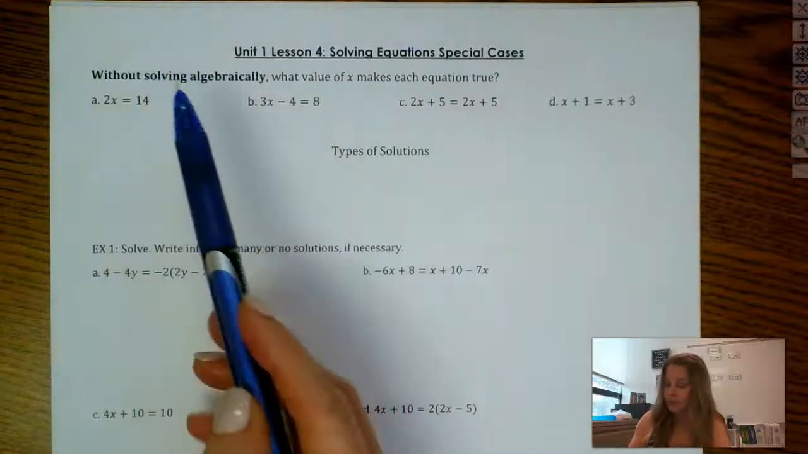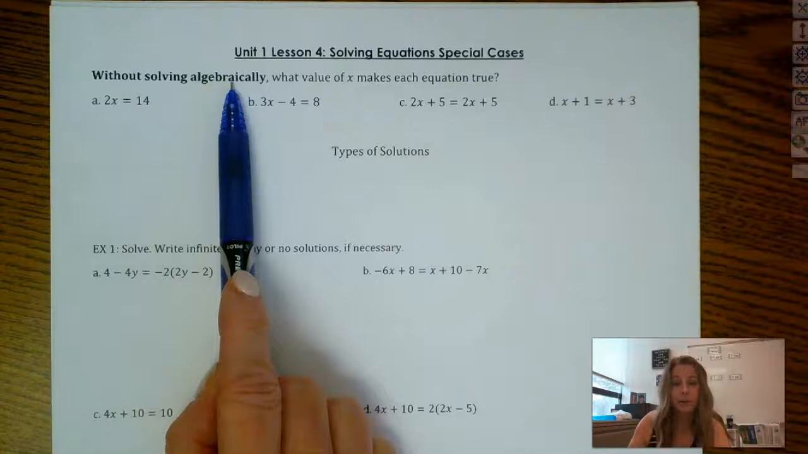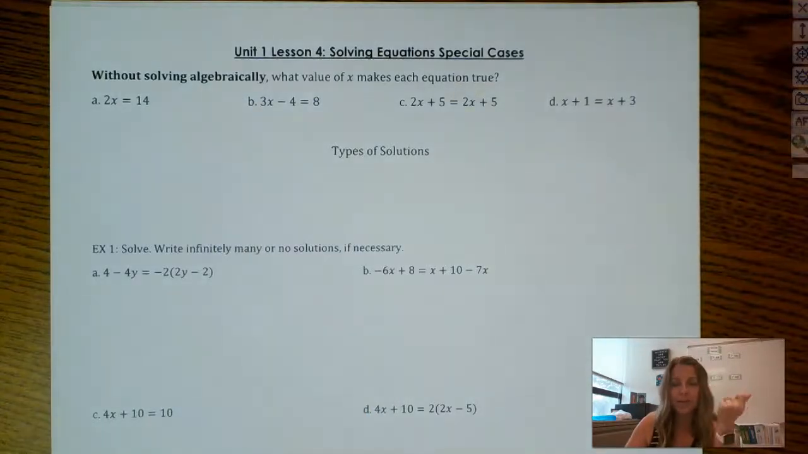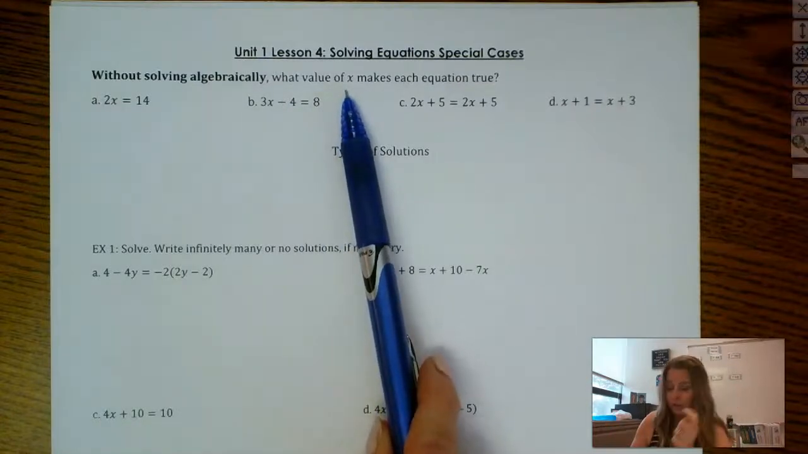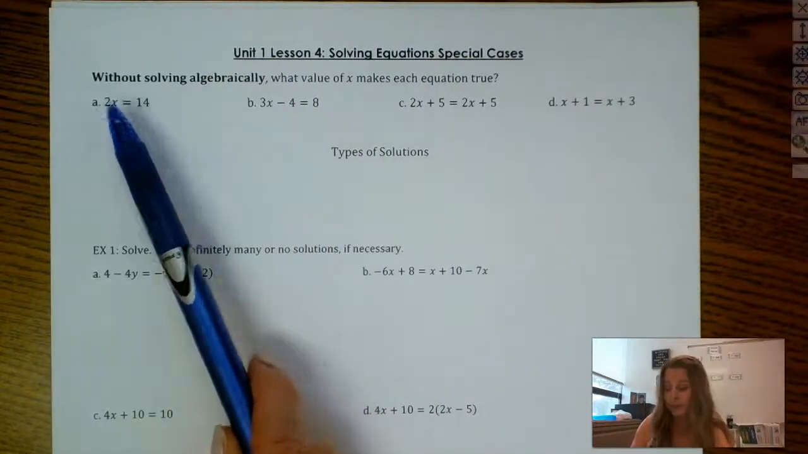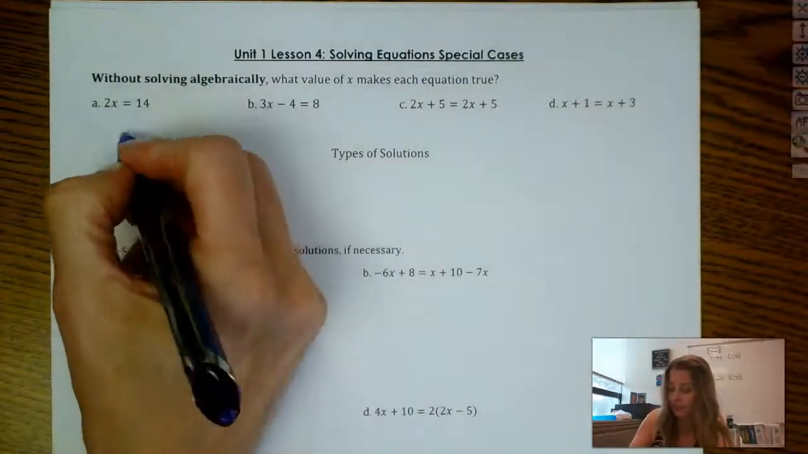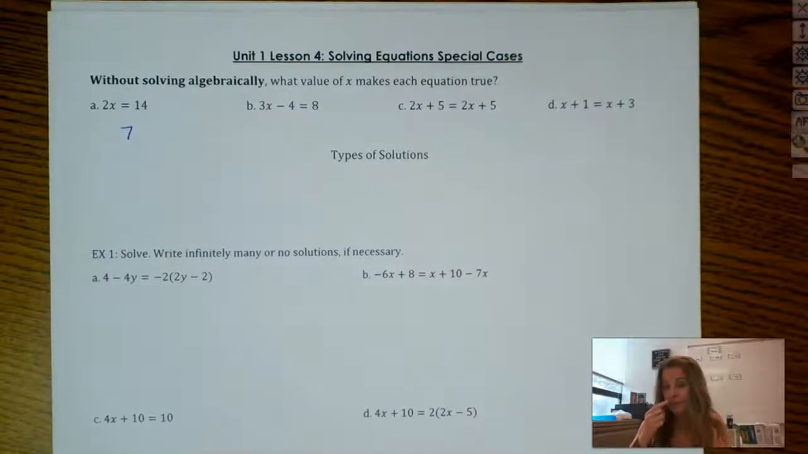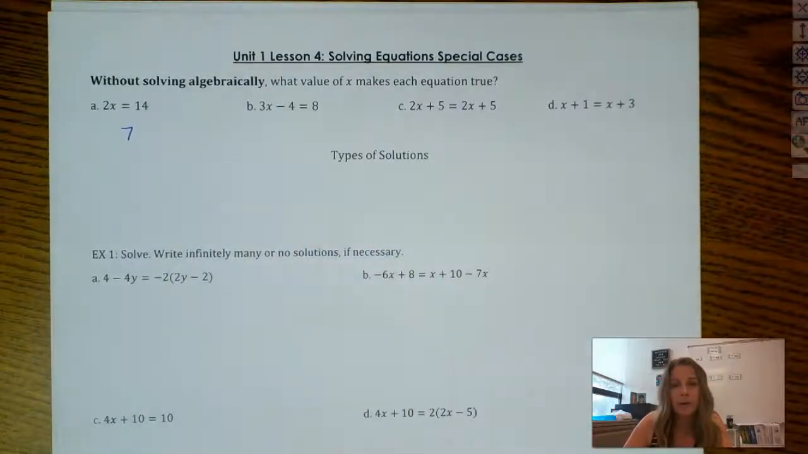All right, so what I first want to start with here is across the top, A, B, C, and D. Without solving algebraically, I want you to use mental math. Think about what the answer is. What value of x will make each equation true? The first one should be pretty quick and easy. 2 times what number equals 14? 2 times 7 would equal 14, so 7 would be our answer. Letter B, you're doing 3 times what number minus 4 gives you 8, and so forth. I want you to pause the video and think about what value of x would make these equations true. So go ahead and pause, and then come back when you have an answer.